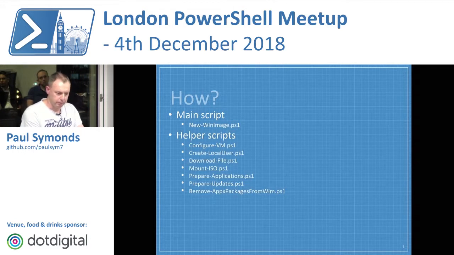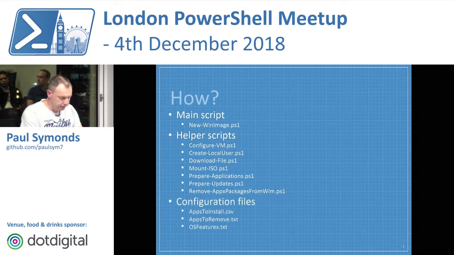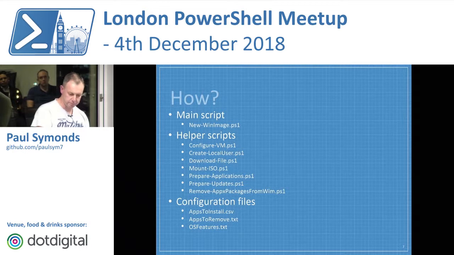So I decided to write a bunch of helper functions. Hopefully from the names it's fairly explanatory what they do. And finally, to allow it to be as flexible as possible, I've made use of some configuration files, so you can choose which applications you want to install, which ones you want to remove, and any Windows features you want to install along with the operating system.